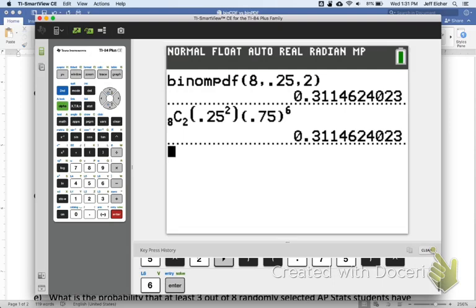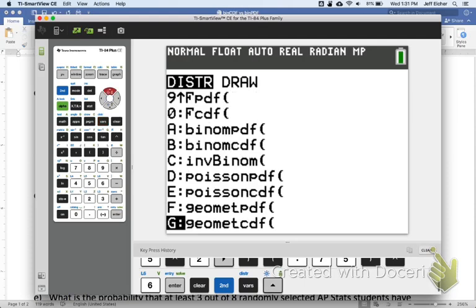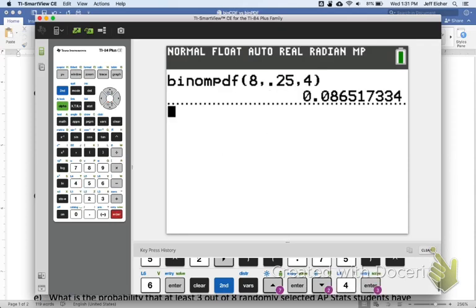So we get, clear all that, second vars, hit the up arrow. This is exactly 4. So we have 8, we have 0.25, and we have 4, exactly 4. And the answer is 0.0865.